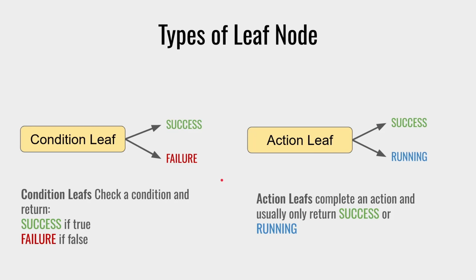So the leaf nodes, which is where you're going to be writing your code, there are two types. And these aren't formal types. You don't have to specify that it is one of these types, but these are the types that you're going to be using. There are conditions, and then there are actions. So conditions will check a condition and return success if true and failure if false. And action leaves will perform actions, return success if the action completes, running if the action is still in progress, and then they may return failure if the action has failed. But usually that would be under a condition leaf.